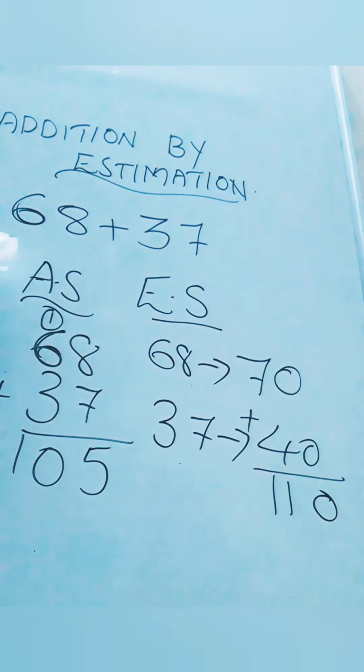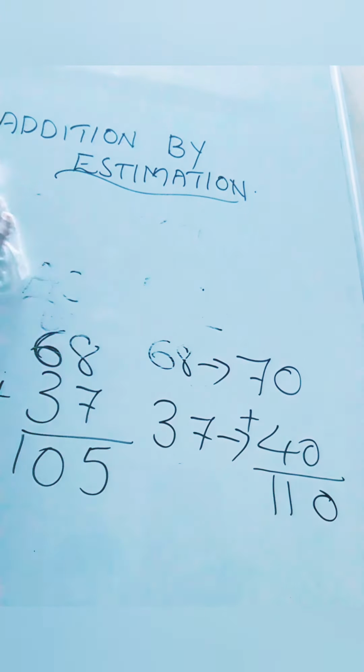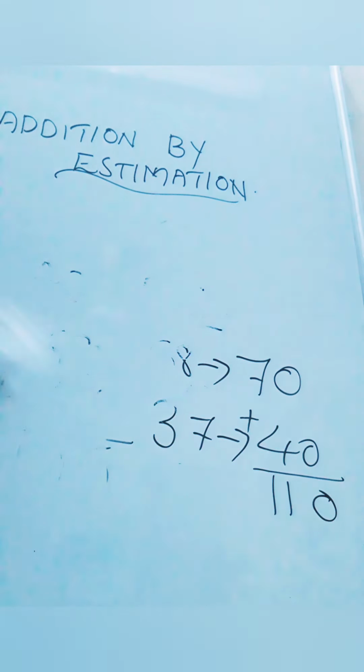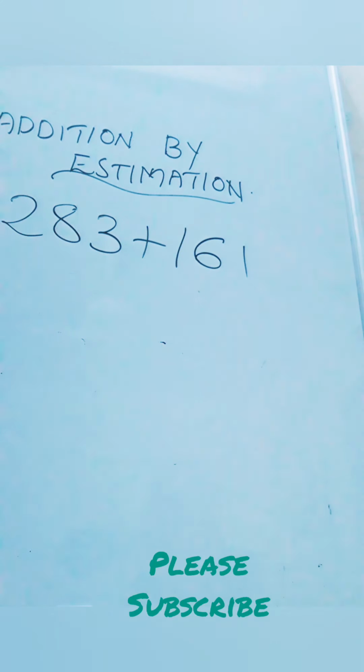Now let us see one 3-digit number. We can do 4-digit numbers also like this. This is nearest tens. Now I will give a 3-digit number. 283 plus 161. What is the actual answer? Let us see what the actual answer is.